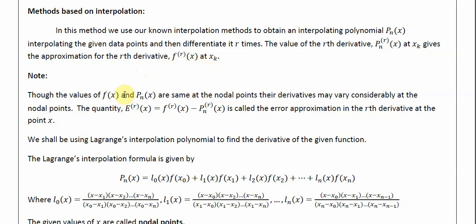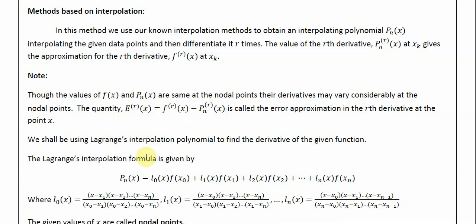Now, because the function and the interpolating polynomial match at the given points, it is not necessary that the derivatives match at the same point. Therefore, there is an error coming up in this approximation, and this is the error term: the actual value minus the approximated value. This is the error in the rth derivative.